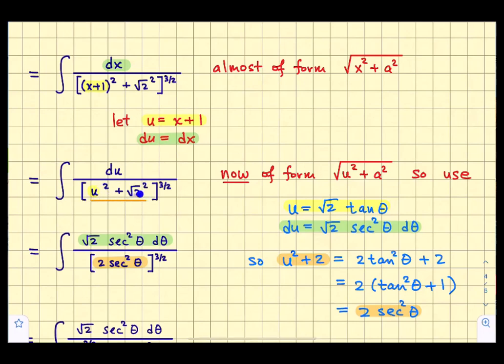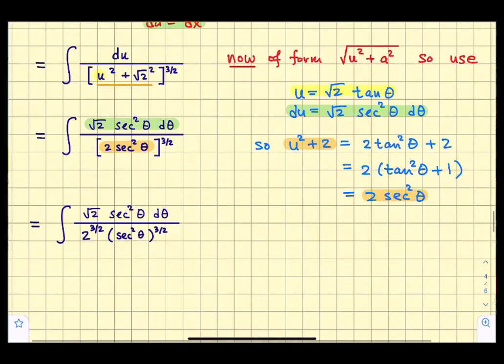This is the square root of u squared plus 2. So u squared is just 2 times tan squared theta. Add 2, factor out the 2, rewrite this as secant squared theta using our standard trig identity. And now all of this in the brackets becomes a 2 secant squared theta. It's still raised to the 3/2 power. We'll handle that in a second. How about we distribute this 3/2 power and write this as a 2 to the 3/2? We'll write this as a secant squared to the 3/2.